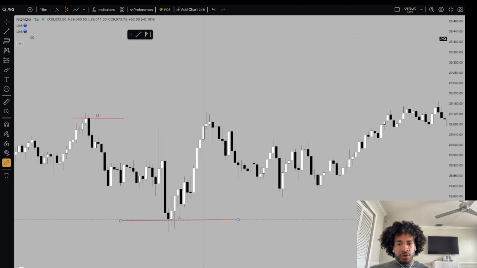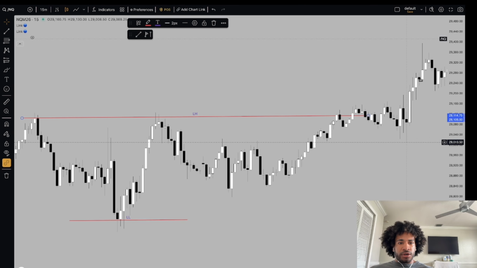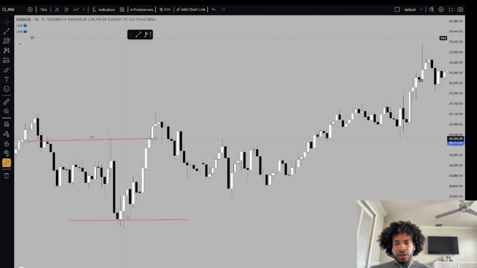This keeps going down. We keep going down. Now let's flip. We get a candle that closes above here, all the way over here. Lower high does not work like this. Lower high does not work by moving it down to a new high. That's not a lower high. That's just what? Market structure.